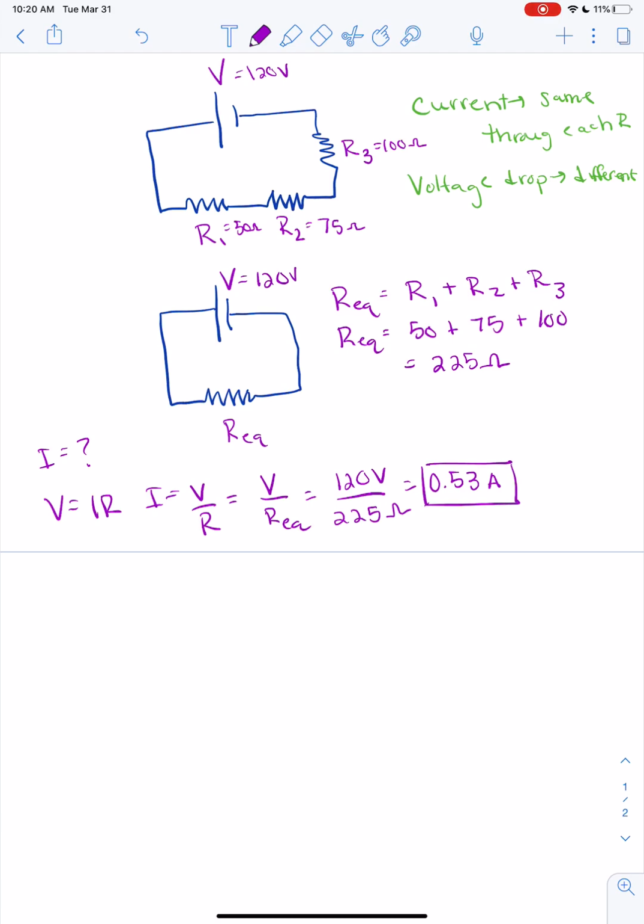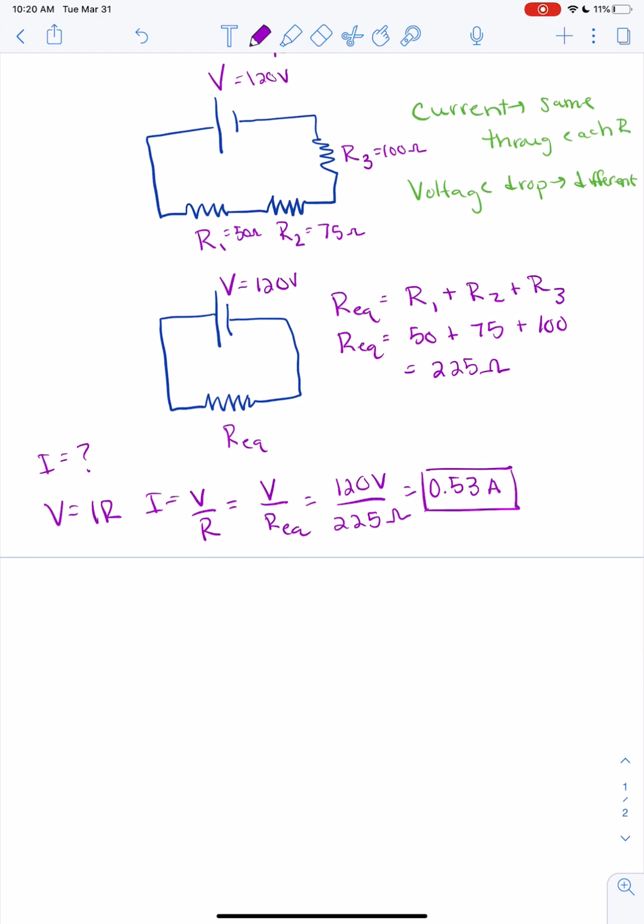Okay, so what I did in this case was I combined my 3 resistors into one, and I called it my equivalent resistance. I calculated that equivalent resistance by just adding up the 3 resistors. And then I went back into my V equals IR equation, and I plugged in my equivalent resistance and the voltage I was given to find the current. Okay, and we know the current is the same through each of them. So the current through R1 is 0.53, current through R2 is 0.53, current through R3 is 0.53.